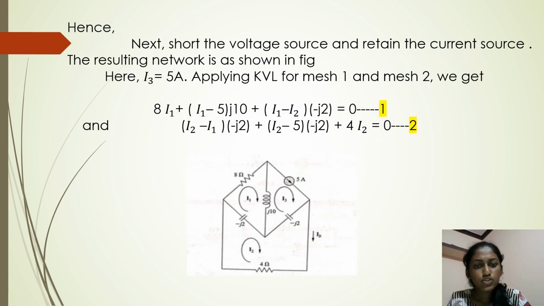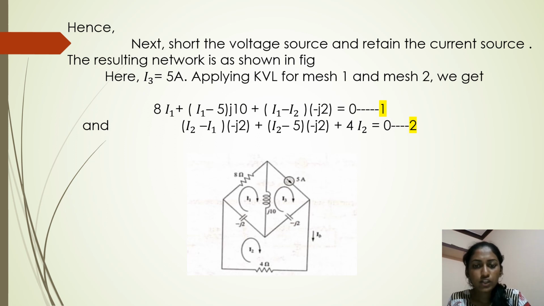Next, short the voltage source and retain the current source. The resulting network is as shown in the figure below. So this will be the circuit. Here we need to find the IB current. So we are taking I3 as 5 ampere of current.